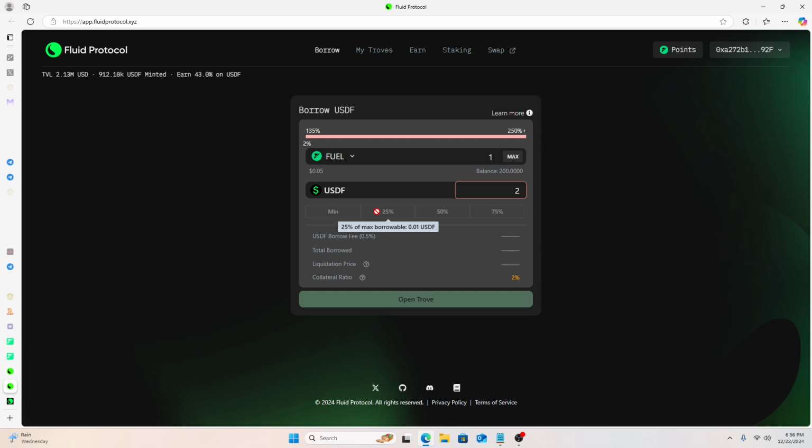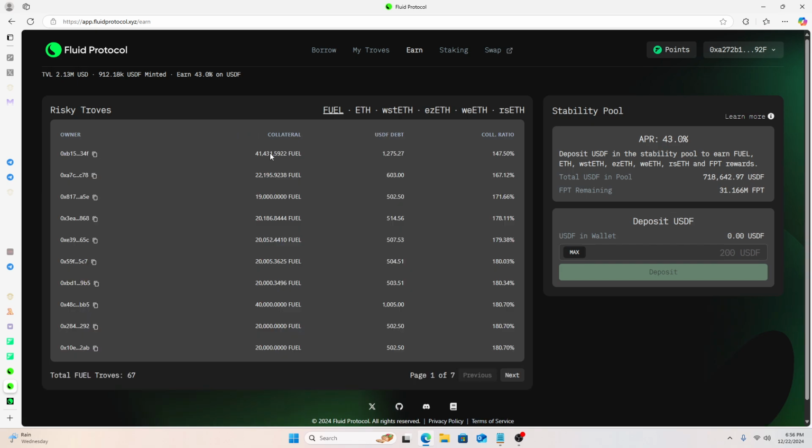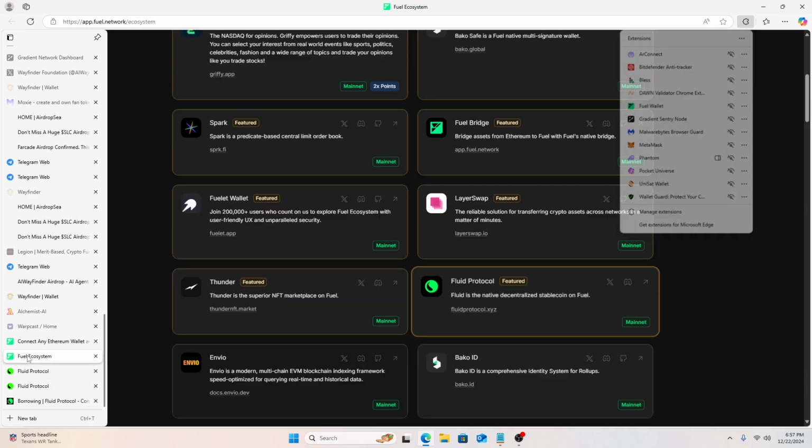Wow. I will need to explore this further. Let's see. Deposit FPT to earn Fuel. I'll need to explore this later on further. Then I'll do a dedicated video about this. But this is one of the applications I'm thinking of. Now let's go back to the ecosystem.